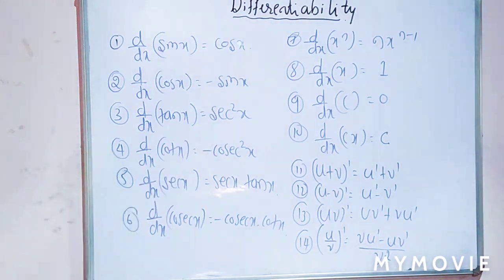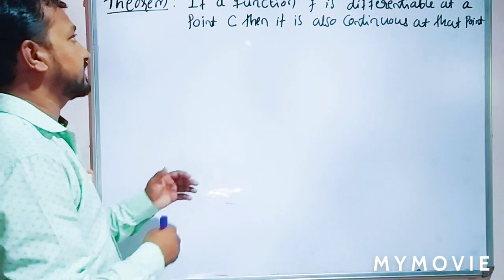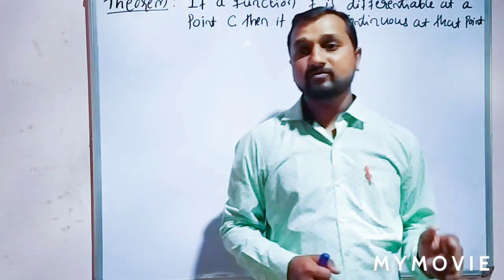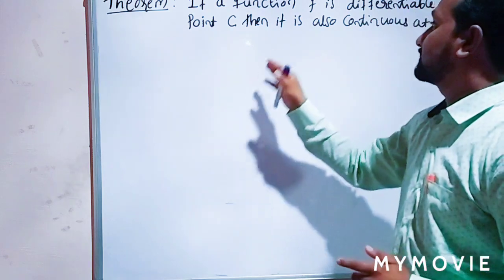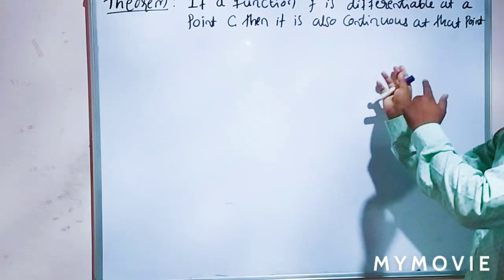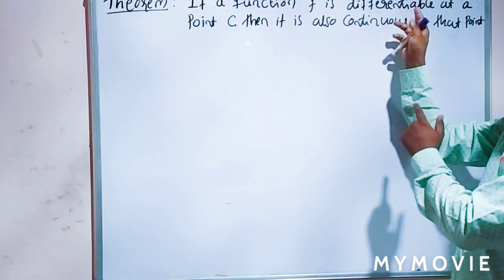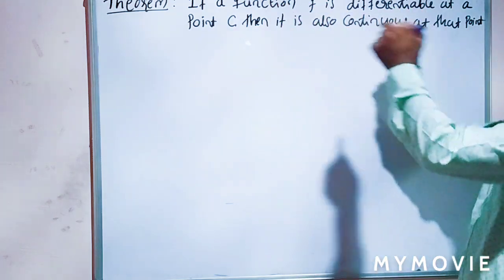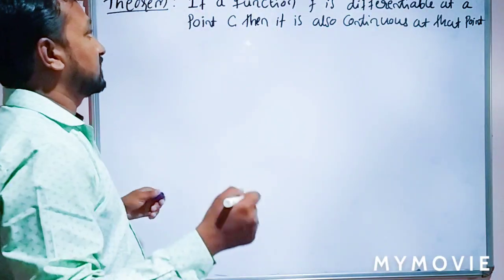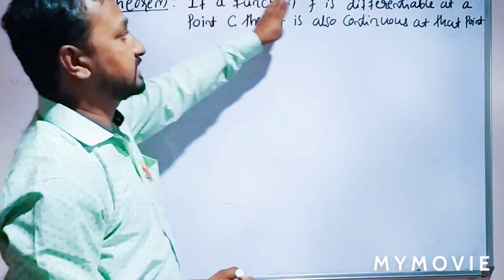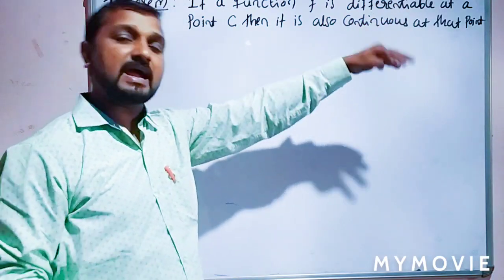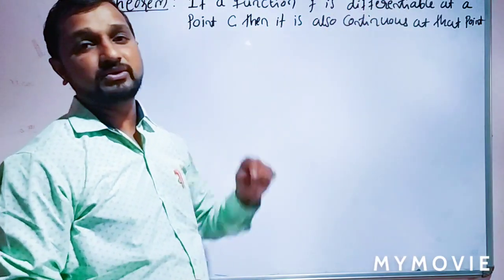Okay, write down a small theorem, that is, if a function f is differentiable at a particular point c, then it is also continuous at that same point. So the function is differentiable and the function should be continuous at the same particular point. This is one very simple example. So first we take that the function is differentiable, then we have to show that the function is continuous at the same point x equal to c.